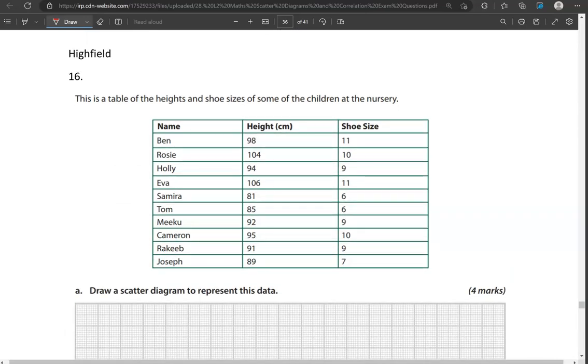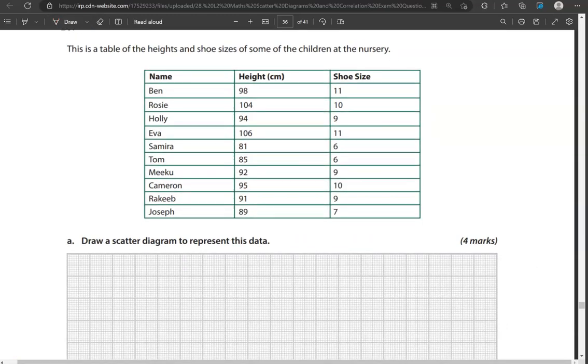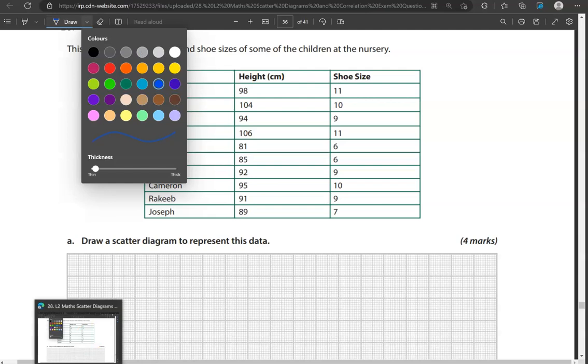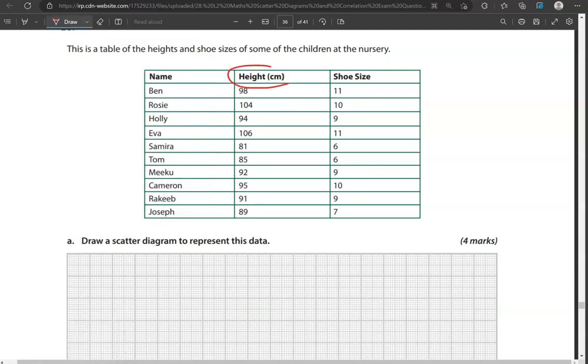This is a table of the heights and shoe sizes of some of the children at the nursery. Draw a scatter diagram to represent this data. So we are going to represent the height in centimeters and the shoe sizes. Which one to represent where?